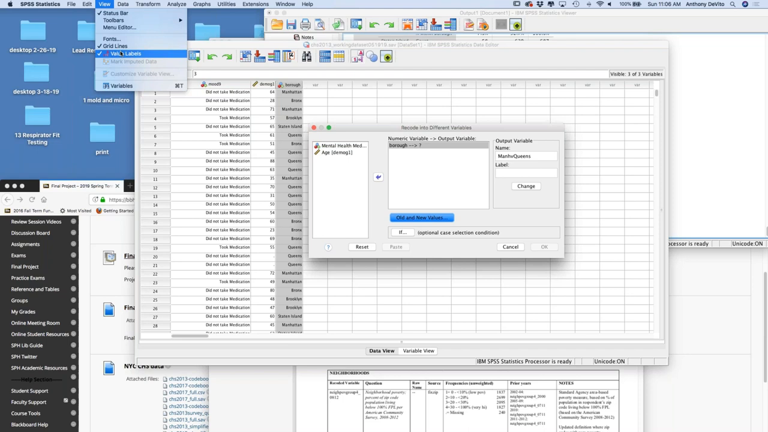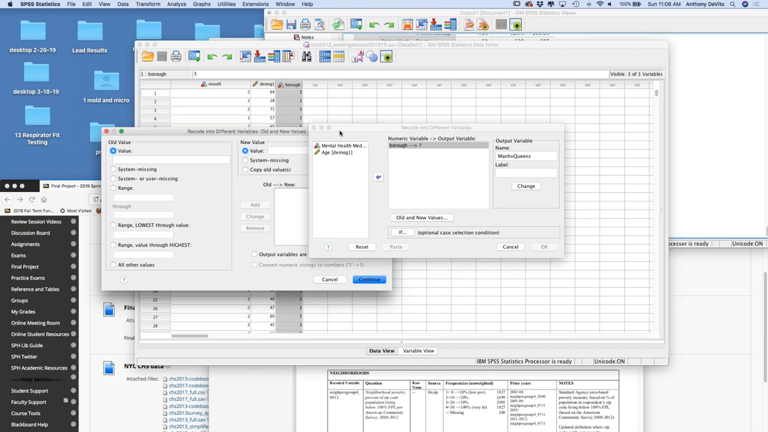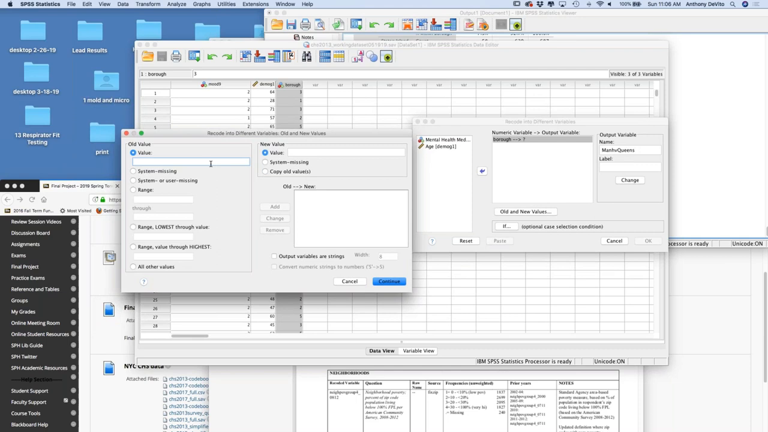And Manhattan is 3. 3 and 4 are the two values that I'm interested in. Okay, so I'm going to go back here again. Old and new values, 3 and 4. Okay, so in my new variable, the value 3 is going to become 3 in the new variable. I'm going to add that.